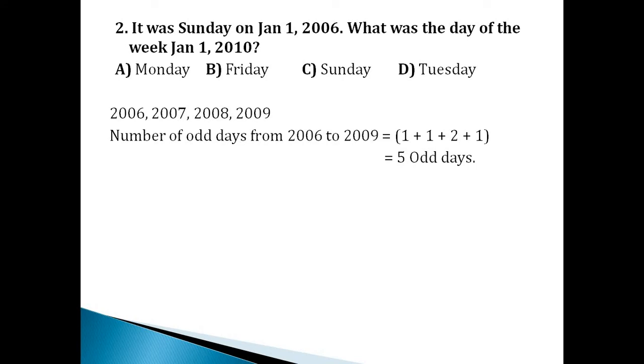So 2006 is having 1 odd day, 2007 is having 1 odd day, 2008 is having 2 odd days because it is a leap year, and 2009 is having 1 odd day. Totally we got 5 odd days. So as it is 5 odd days and the present day is a Sunday, they have given that Jan 1st is Sunday. Okay. So we can say that it starts from Sunday, 0.